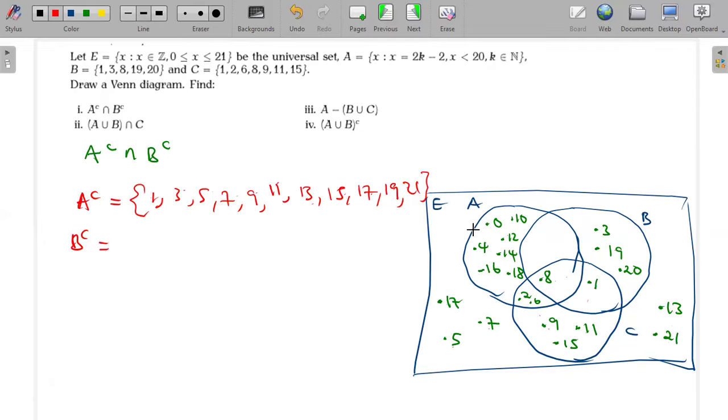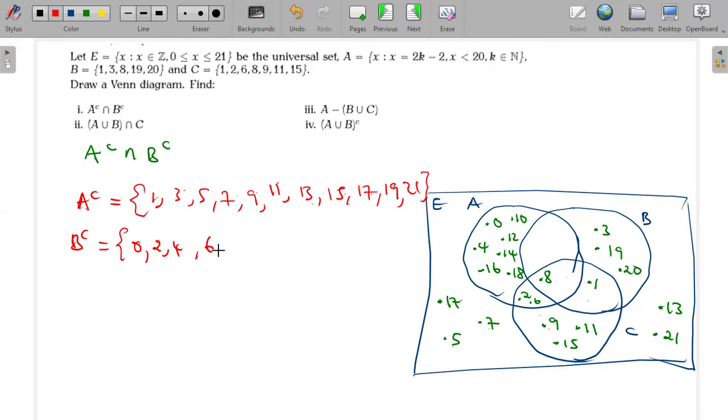So B complement, you're listing now those that are not in B, but are in the universal set, or sit outside the set B. So set B only has the elements 1, 8, 3, 19, and 20, meaning everything outside there is going to be part of B complement, which is, if you start listing, that is 0 there, you have 2, you have 4, so you have 4 there, and then what other elements do you have?